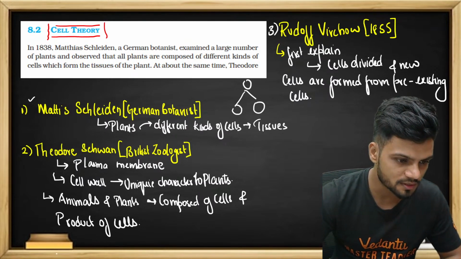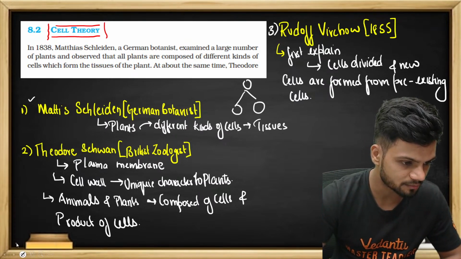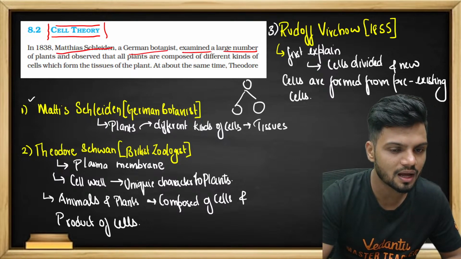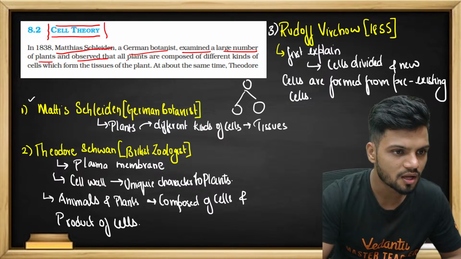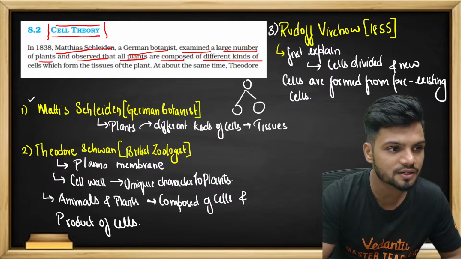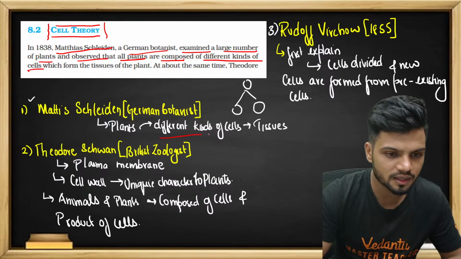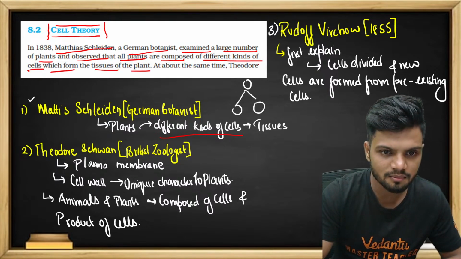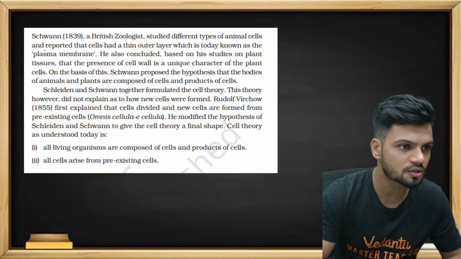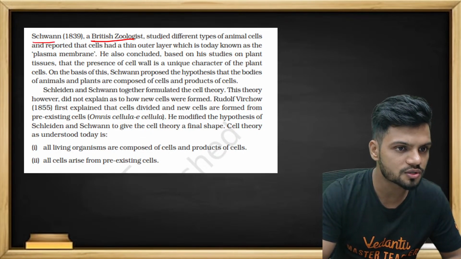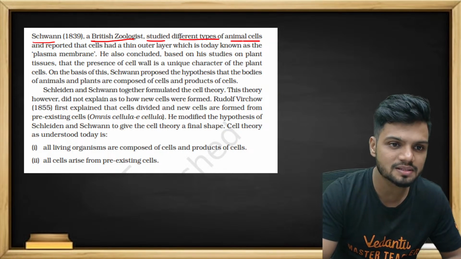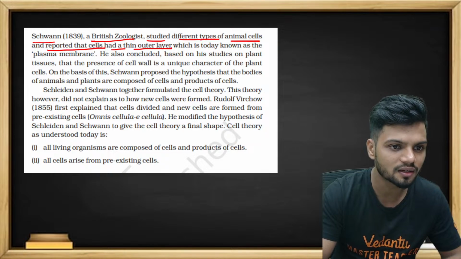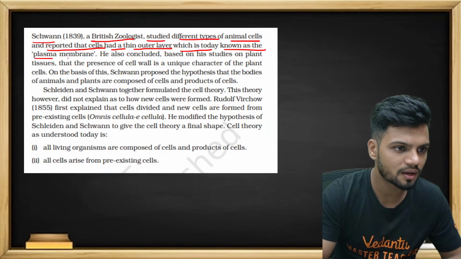Okay, let's read what is given here, then I'll tell you the two main points of cell theory. It says that Matthias Schleiden, a German botanist, examined a large number of plants and observed that all plants are composed of different kinds of cells, which form the tissues of the plant. At the same time, Theodor Schwann, a British zoologist, studied different types of animal cells and reported that cells had a thin outer layer, which is today known as the plasma membrane.